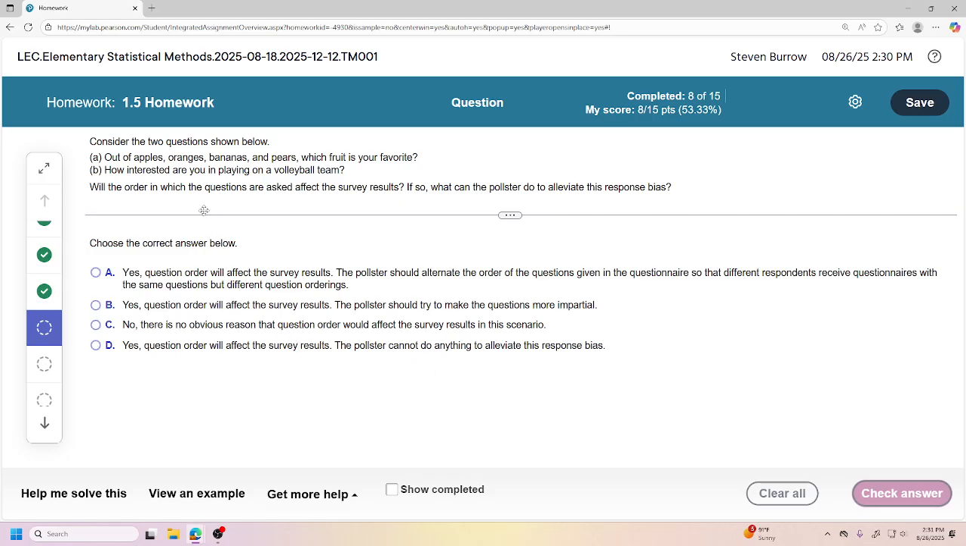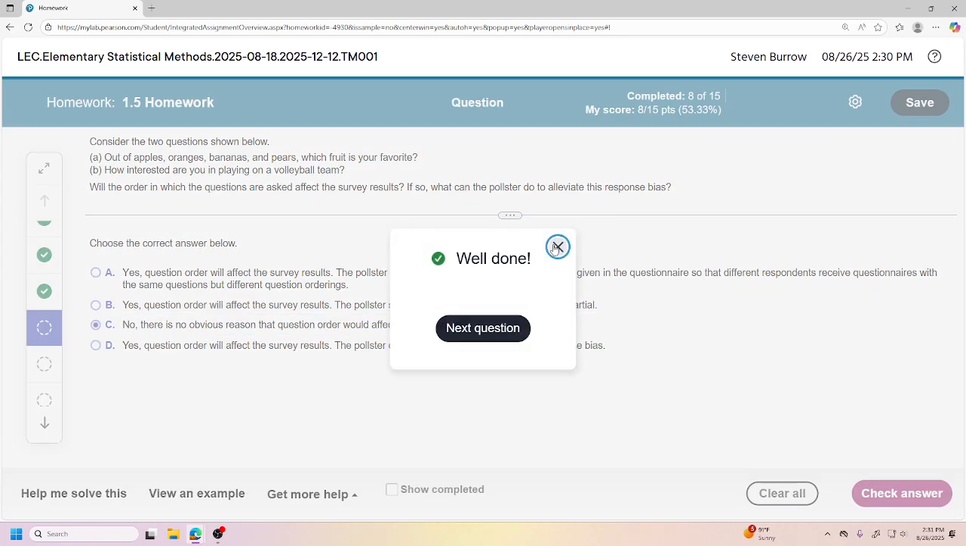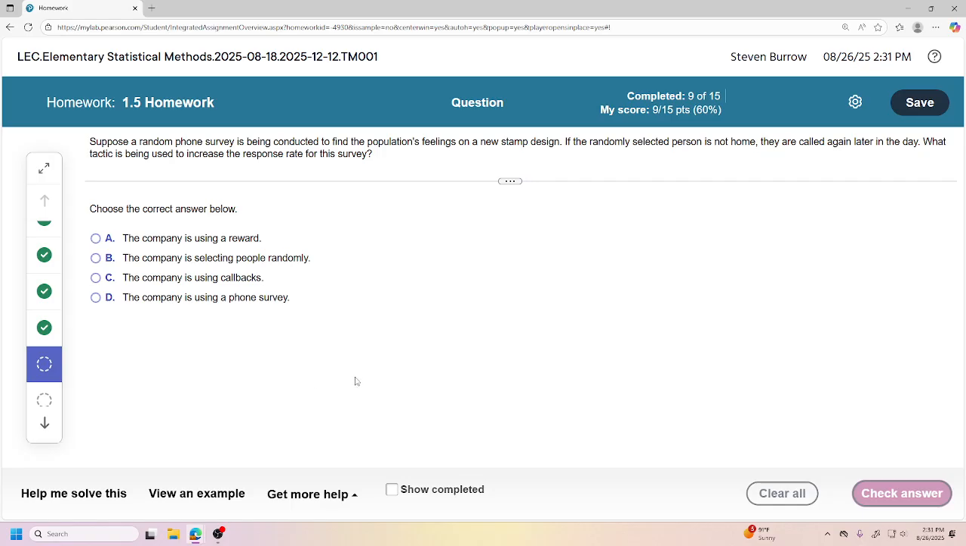Oh man, is it okay to talk about fruit and reorder it? So, yeah, they're asking, will the order of the questions affect it? I'm going to say no because you're talking about fruit. It's literally all about fruit. We just talked about this one. Keep cruising. I'm hoping that some of y'all are reading this.